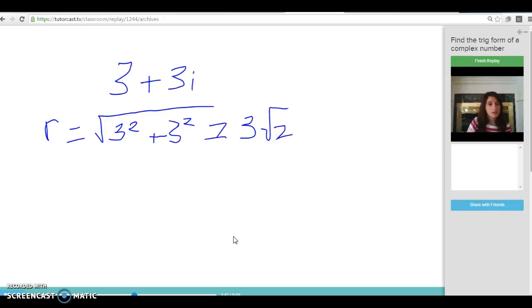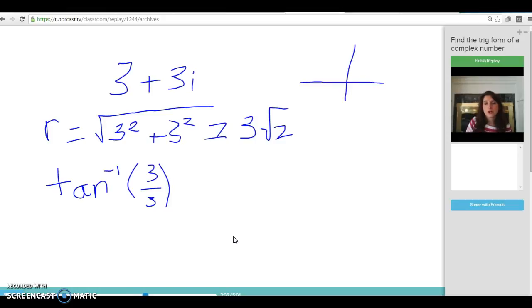Next step, we're going to do the arctangent of 3 over 3. Now remember, there's more than one angle whose arctangent is 1, right, because this reduces to 1. So let's go back over here and let's draw a quick sketch just to make sure that our result will give us the quadrant that we need.